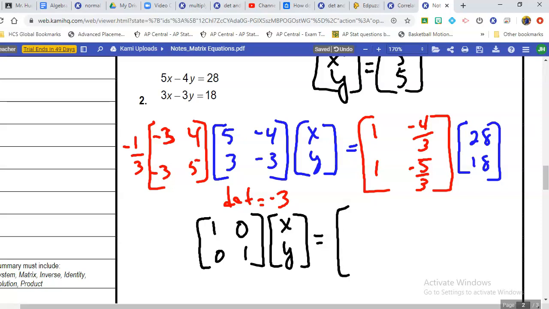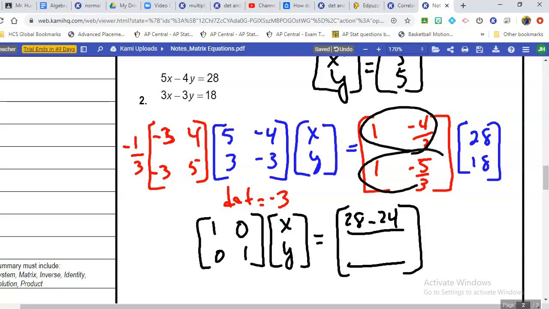a 2 by 1 matrix. We take 1 times 28 and negative 4/3 times 18. So that'll be 28 minus 4/3 times 18, which is 72/3, which is 24. And then we will go to the next row times this column. So that'd be 1 times 28 again, and negative 5/3 times 18 simplifies to negative 30.